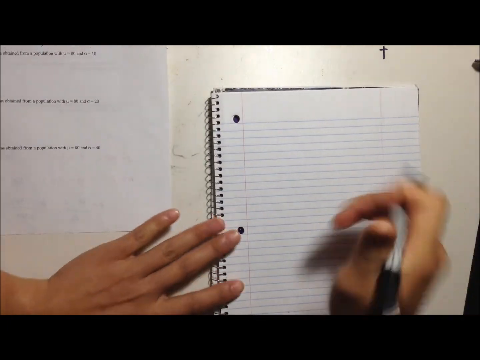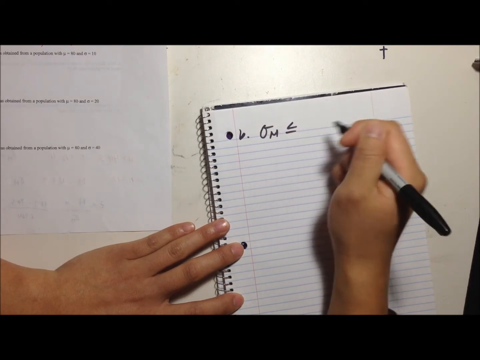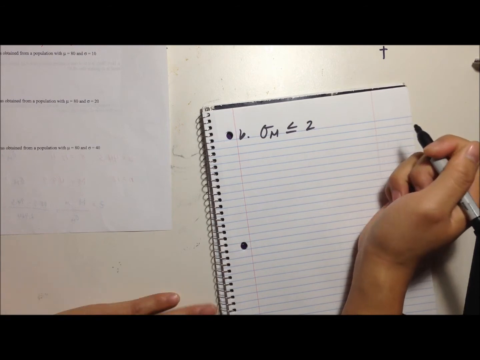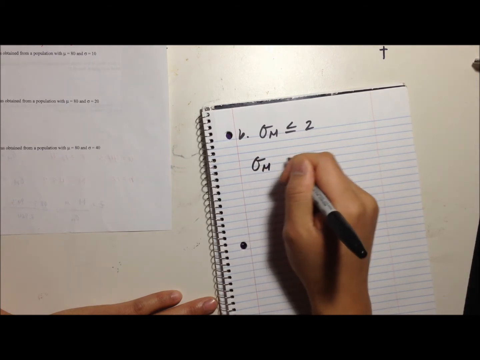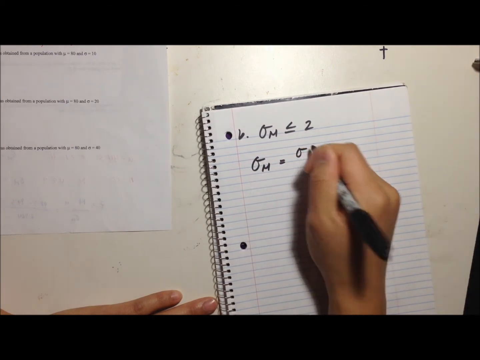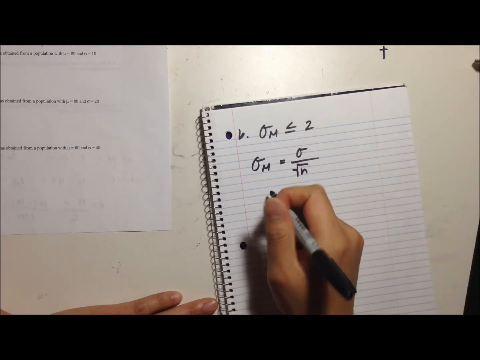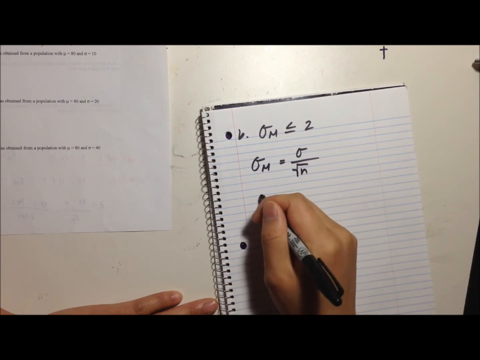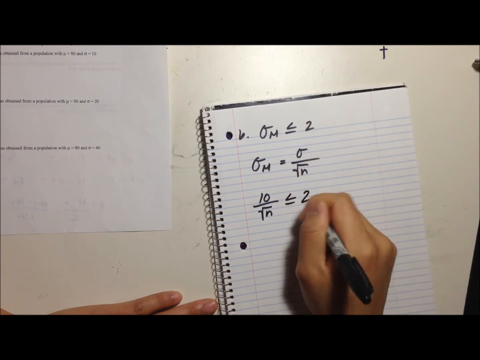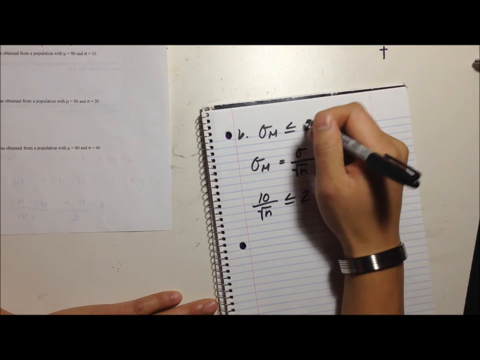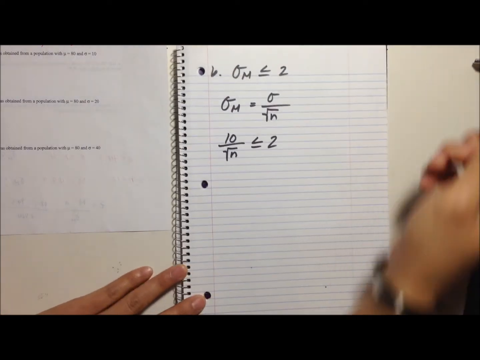Alright, now we have to have a standard error less than or equal to 2. Okay? So first thing I do is I write out my formula. Standard error is equal to standard deviation over the square root of n. Plug in your knowns. This time I'm going to write this on the left side first. So 10 over square root of n is less than or equal to 2. Same thing, right? You have to make sure that the 2 or the terms are on the right side of the greater than or equal to symbol.